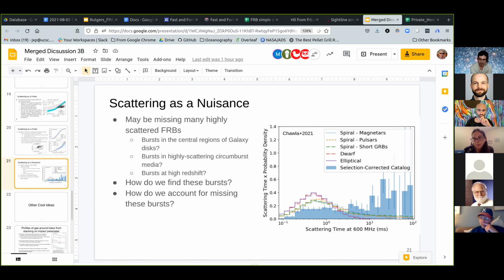So we don't see the true one here, right? But should I presume things are pretty complete below whatever, 10 milliseconds or so? Yeah, I think above 10 milliseconds is where they have very low sensitivity from their selection function. Ryan, Shannon, and then Srihash?